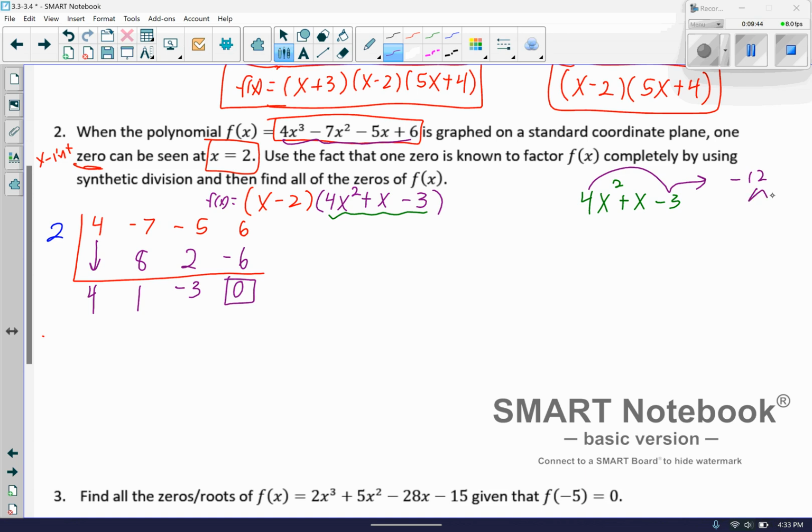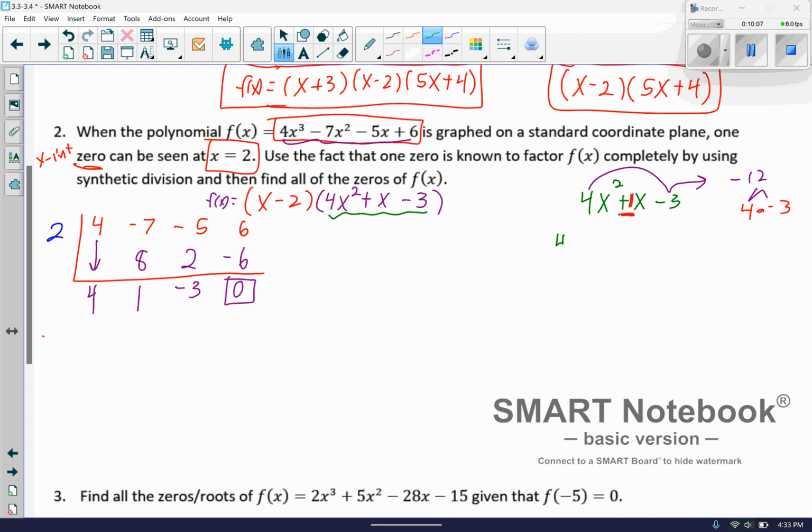So I'm looking for two numbers that multiply to give me -12, but will add up to 1 in the middle right here. And so think about it for a moment. And let's see, I believe it should be a +4 and a -3. They multiply to give me -12. Those two numbers would add together to give me positive 1 in the middle. So that's what we're going to do.